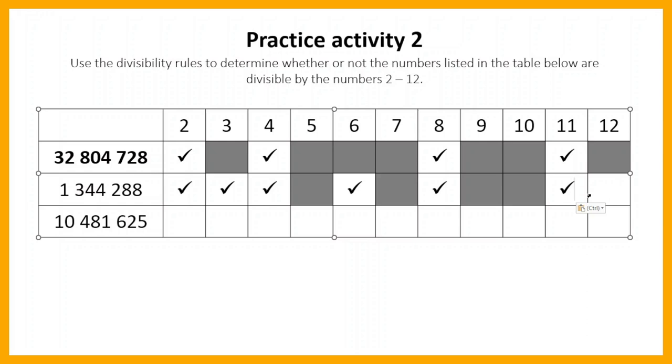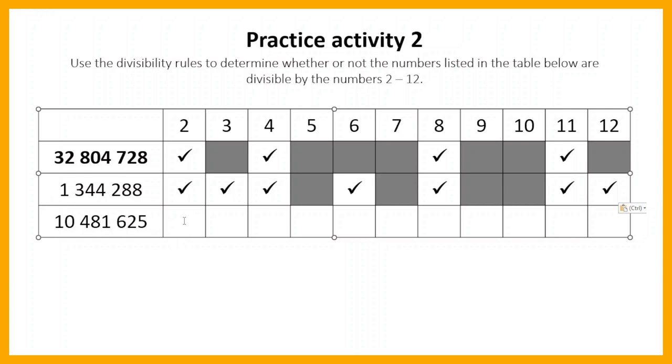And then my last one, 12, I know that it's a multiple of 12 if 3 and 4 are both factors. In this case, they are, which means that I know that 12 is going to be a factor as well. So that is how I do all of it for that number over there.